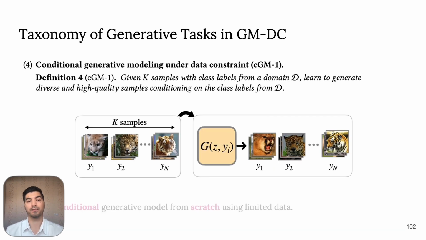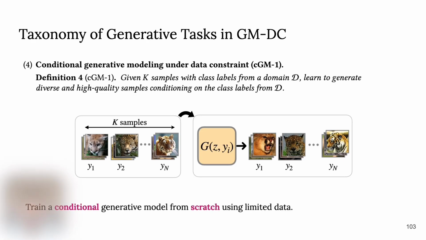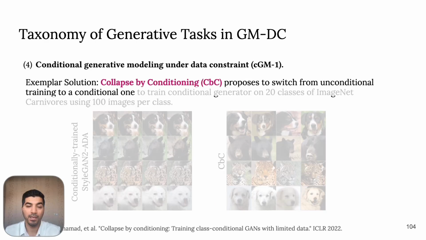Task number 4 is conditional generative modeling under data constraints. We call this CGM1. And here we are given K-shot samples with class labels from a domain, and we want to learn to generate diverse and high quality samples conditioned on the class labels of the same domain. So here we basically want to train a conditional generative model from scratch, but we have limited data from that domain.